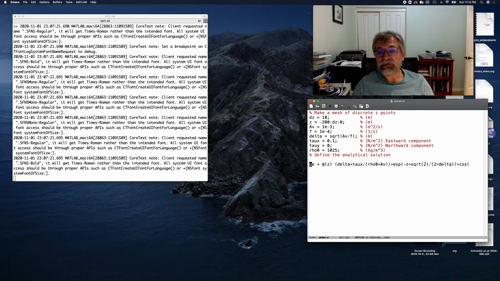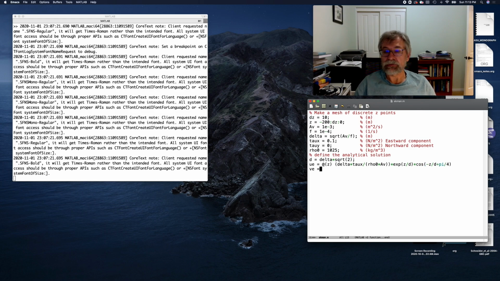So where this is delta, I'm going to define d. d is equal to delta times square root of 2 divided by 2, I think. Like that. That'll make the solution a bit nicer. So exponential of z divided by d times cosine of minus z divided by d plus pi by 4.